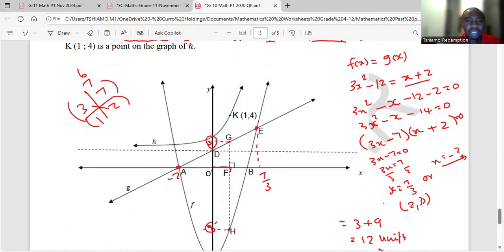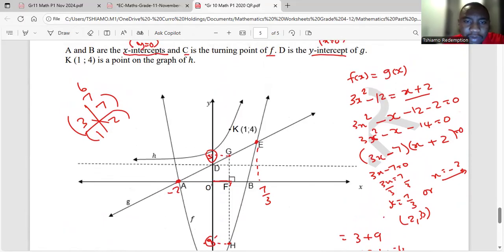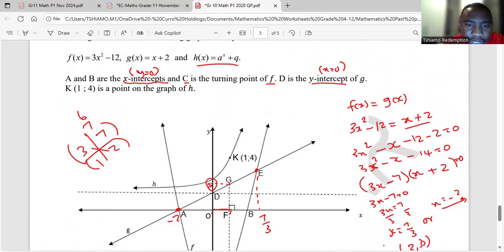Determine the equation of h. Okay, now here they want the equation of h. How are we going to calculate the equation of h? So we are given that. So look at d. Okay, d, what do you see on d? Let me raise here. The line, this dotted line that you see here, and d, it's touching on the same line. And what did they say about d? They said d is the y-intercept. So d is where the straight line is cutting through the y-axis.